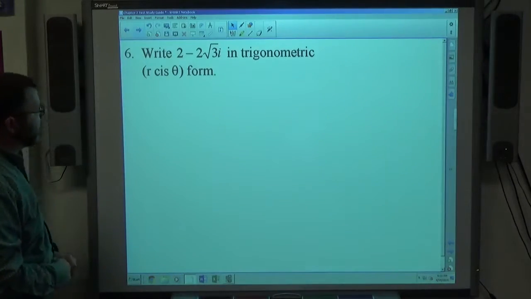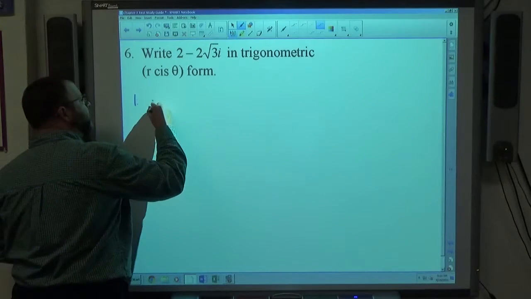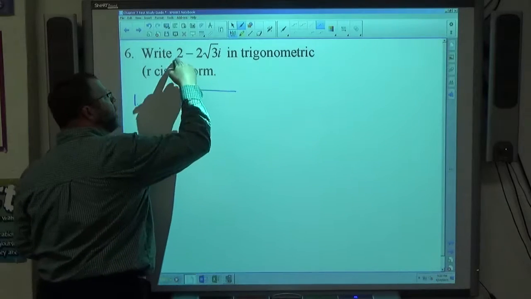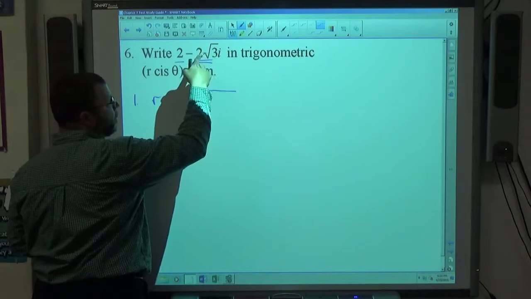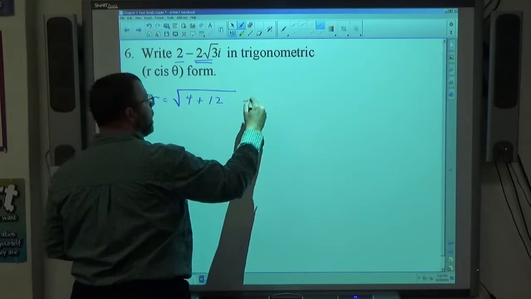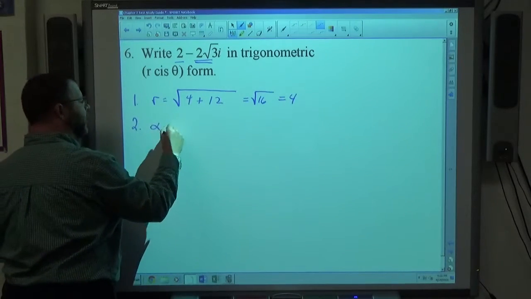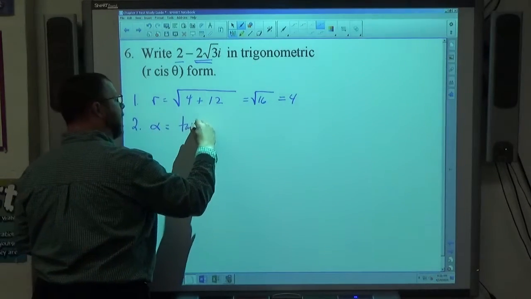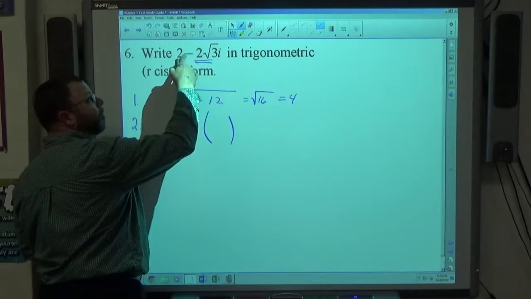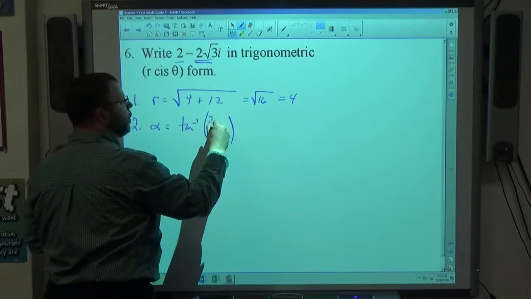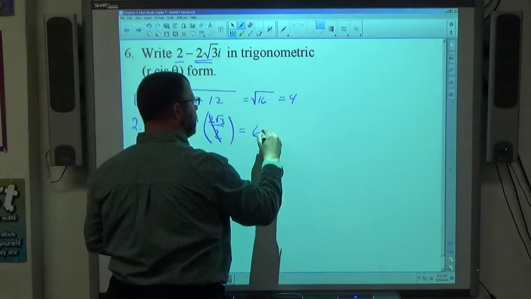Number 6, write that in trigonometric form. So 3 steps in the process. Step 1, the magnitude is going to be the square root of this squared plus this squared. And when we square 2 square root of 3, it's 4 times 3, which is 12. That gets me the square root of 16, which equals 4. Step 2, alpha is equal to the inverse tangent of the absolute value, so absolute value just makes everything positive, of the vertical over the horizontal, so the imaginary over the real. So 2 square root of 3 over 2. That's just inverse tangent of the square root of 3, which equals 60 degrees.